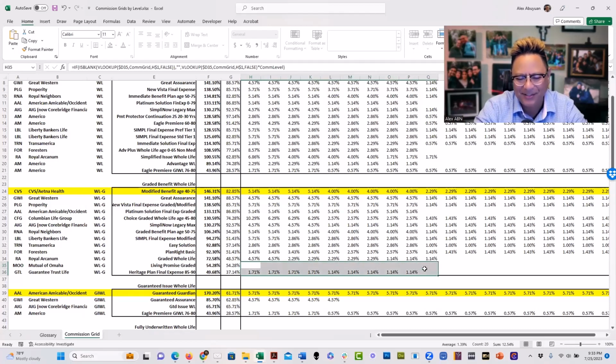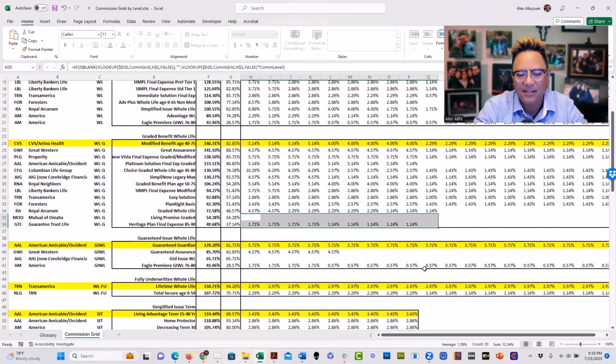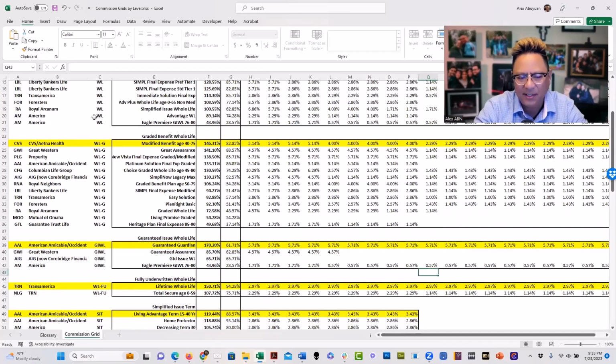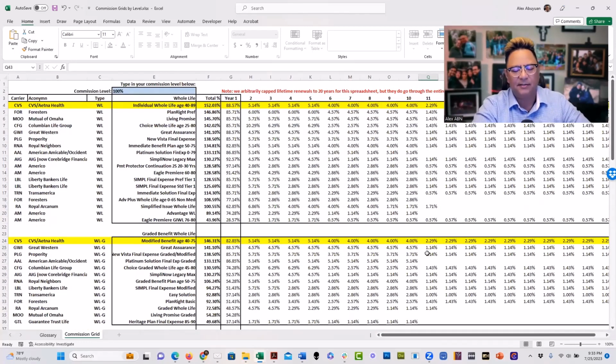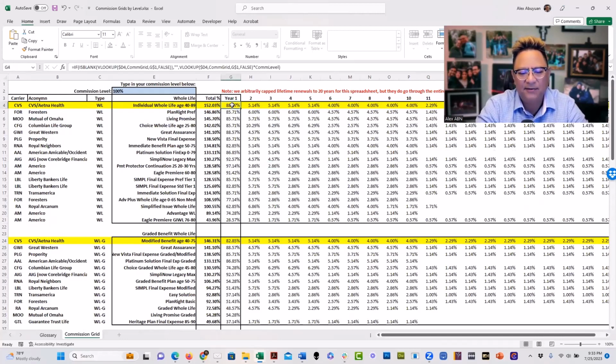Zilch. This shows you how some of the decisions you might be making can really hurt you financially. Again, we don't look at what we're going to get paid. We want to do right by the client, but all things being equal, which one would you rather write? Let's say you have a whole life final expense client. Would you rather write CVS Aetna that gives you an 88.57% first year percentage plus 5.14% through year 5 and then 4% through year 10, 2.29? When you add those years up, that's 152%. That's why it's the number one commissionable product.